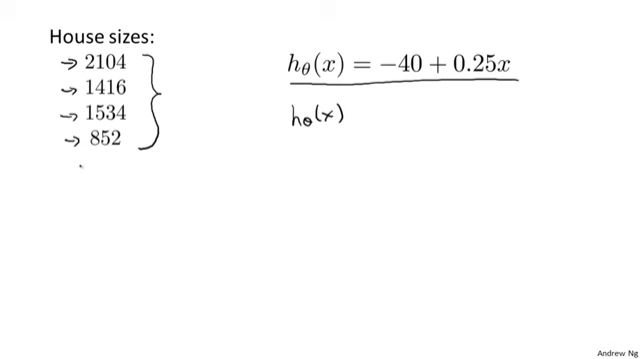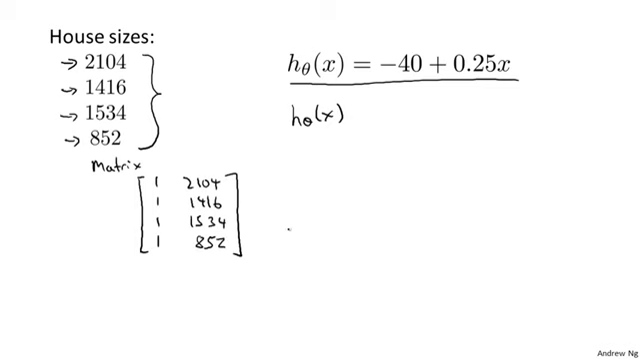So here's how I'm going to do it. I'm going to construct a matrix as follows. My matrix is going to be 1, 1, 1, 1, and I'm going to write down the sizes of my 4 houses here. And I'm going to construct a vector as well. And my vector is going to be this vector of 2 elements, that's these minus 40 and 0.25. That's these 2 coefficients, theta 0 and theta 1.